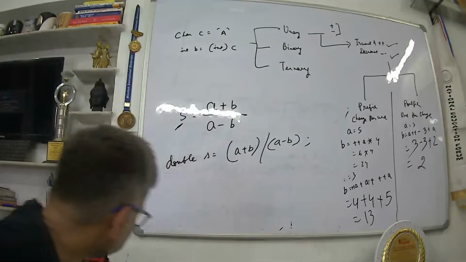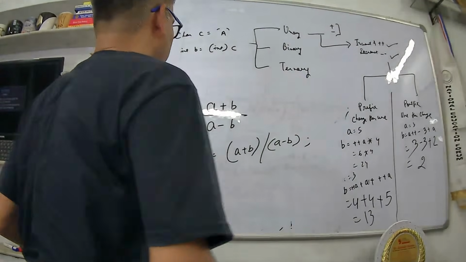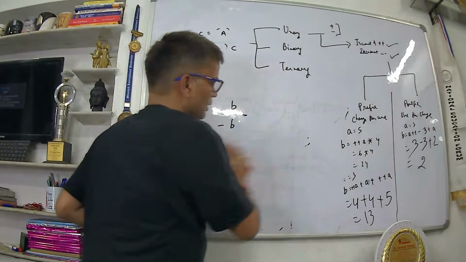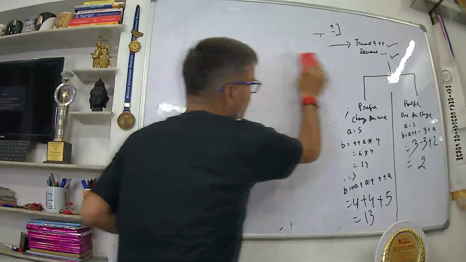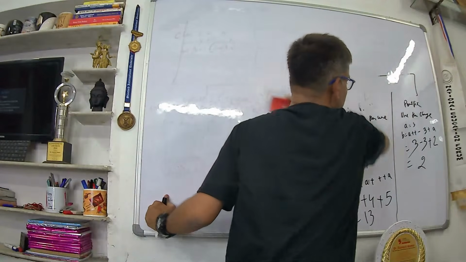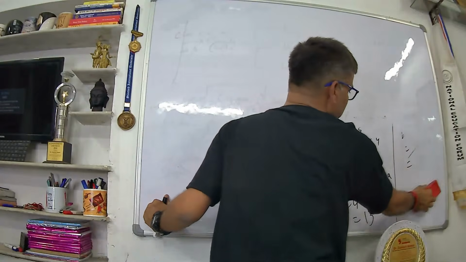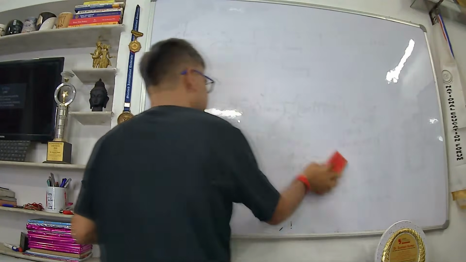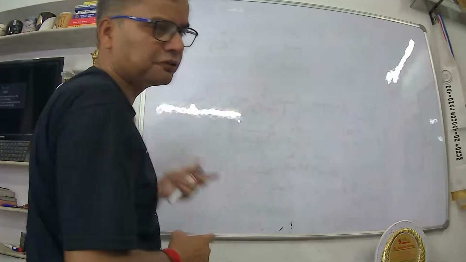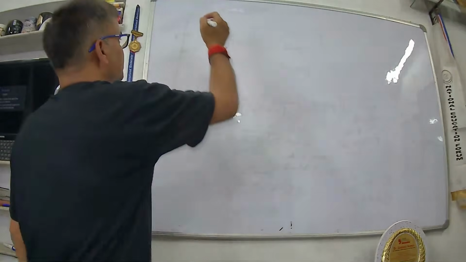Now, for example, I'll explain one slab-based program. Try to understand it once. The question is: write a program to input the number of units consumed and find the electricity bill if it is charged at the following rate.